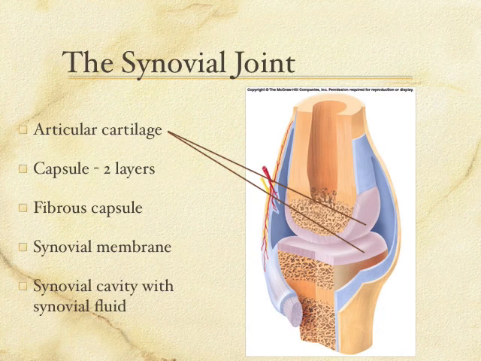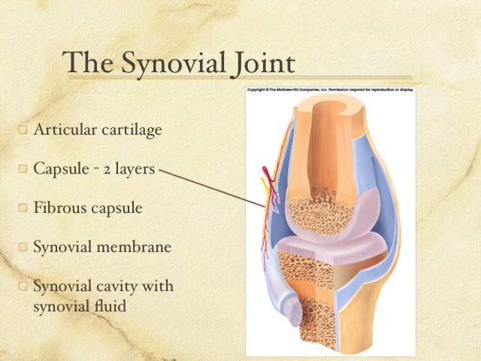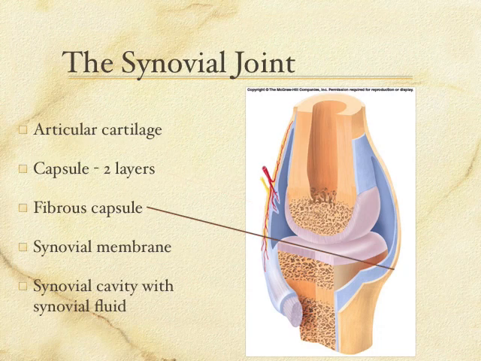Okay, so first and foremost, any bone that's going to touch in a synovial joint is covered with cartilage. Secondly, we have this capsule, and the capsule is going to have two layers to it. The outermost layer is known as the fibrous capsule. So what's it made out of? Fibers. What kind of fibers? Collagen fibers. Strong, dense, irregularly woven sheets of very tough stuff.